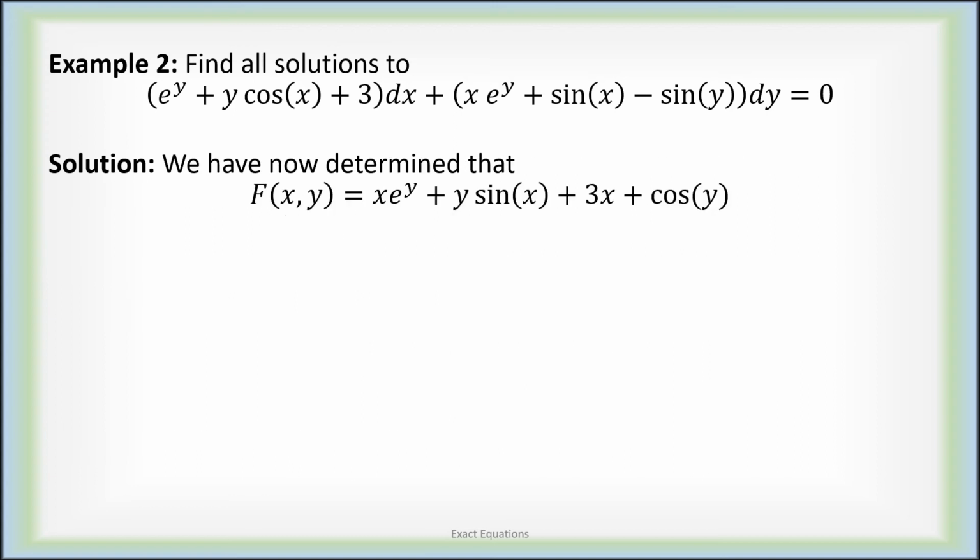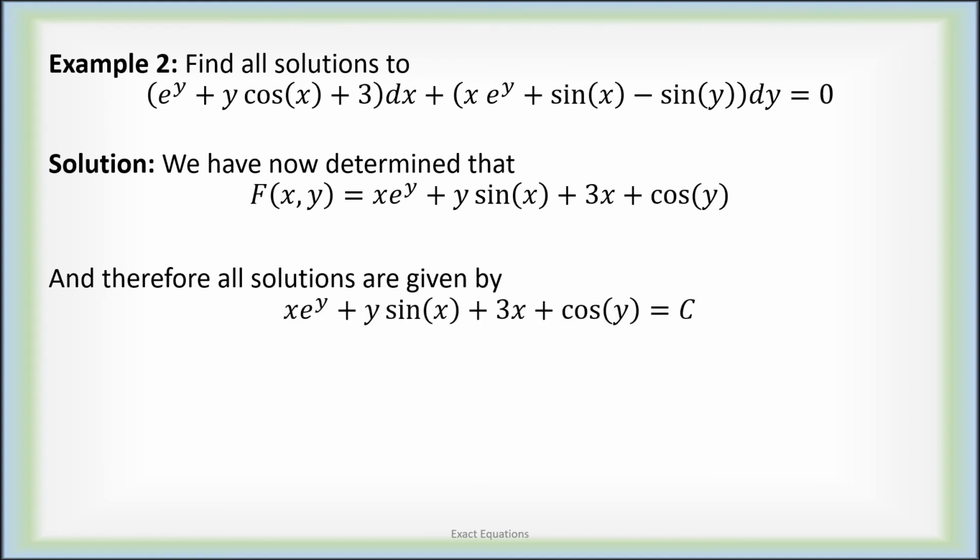So we've now determined that capital F of x,y is x e to the y plus y sine x plus 3x plus phi of y, but we just determined that phi of y could be taken to be cosine of y. So here is our function F of x,y, and therefore solutions to the differential equation are just F of x,y equals a constant.